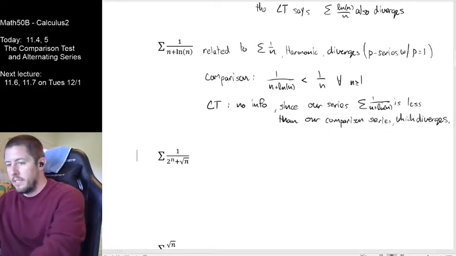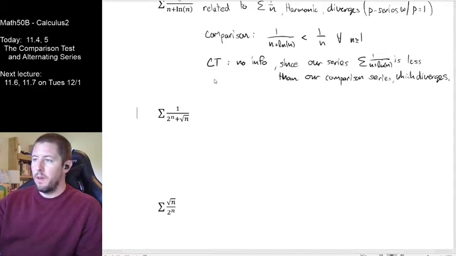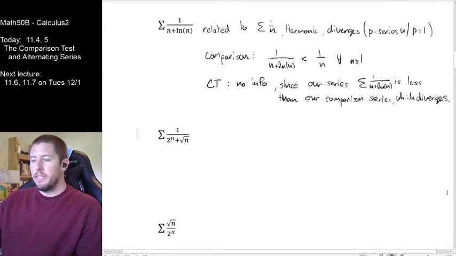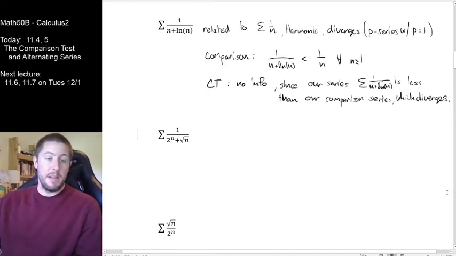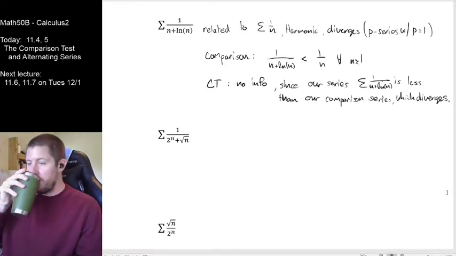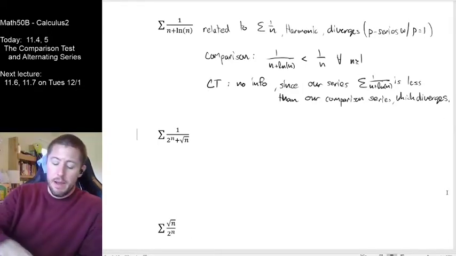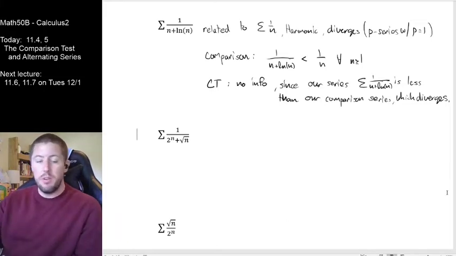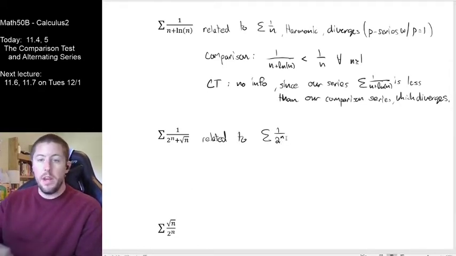Let's go ahead and look at the next example then: 1 over 2 to the n plus root n. Again, I'm looking at this and saying to myself, I don't know about series that have a sum of two different terms in the denominator, especially an exponential term plus a root term. But I can think about some series that this is related to, that I do know stuff about. One thing I might think is that this is related to the sum of 1 over 2 to the n. That's one that we know about. Does this converge or diverge?